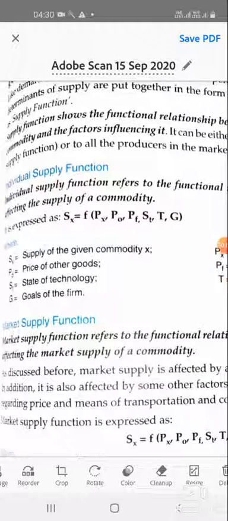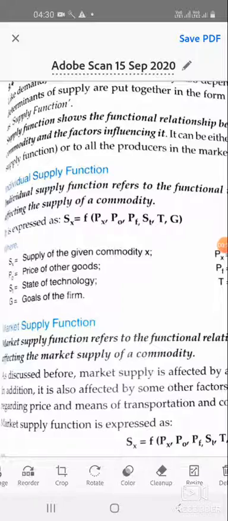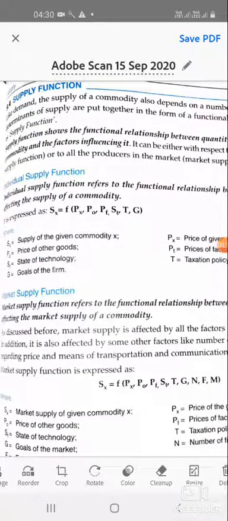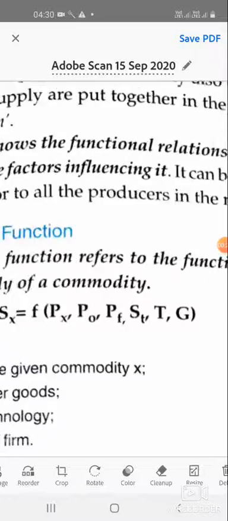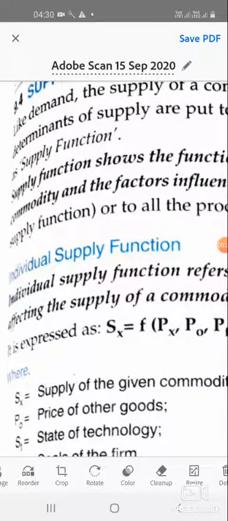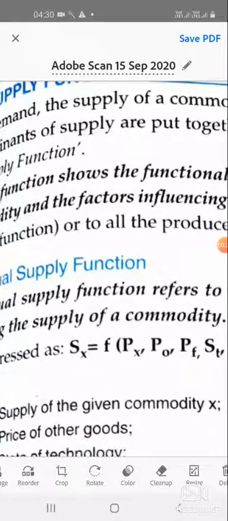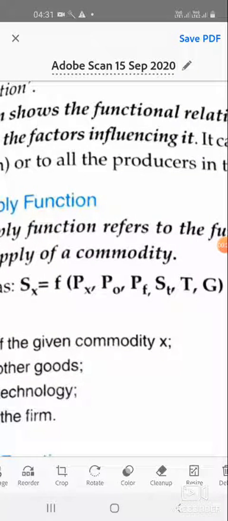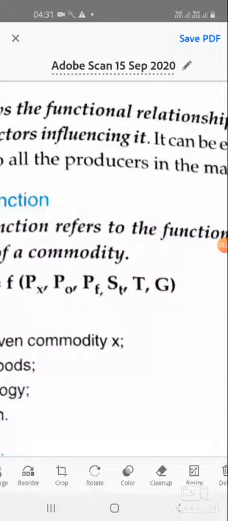Supply function shows the relationship between supply of a commodity and the factors affecting it. There are many factors which affect the supply of a commodity. In mathematical terms, these are expressed as Sx = f(Px, Po, Pf, St, Tg) and many more.